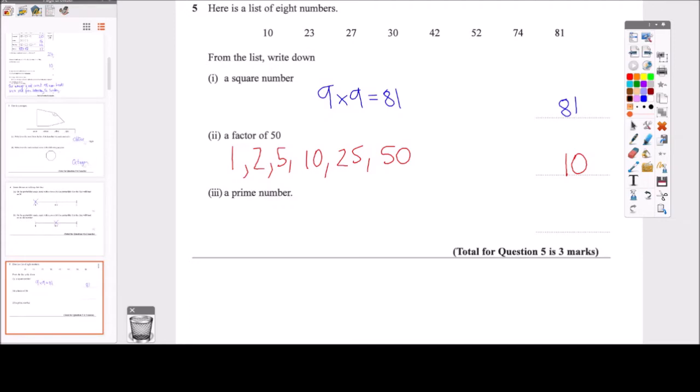Now, a prime number has only 2 factors, 1 and itself. And the only prime number here is 23. Everything else has got more than 2 factors. I mean, 10 is even, 27, 9 3s are 27, 30 is even, 42 is even, 52 is even, 74 is even, and 9 9s make 81.